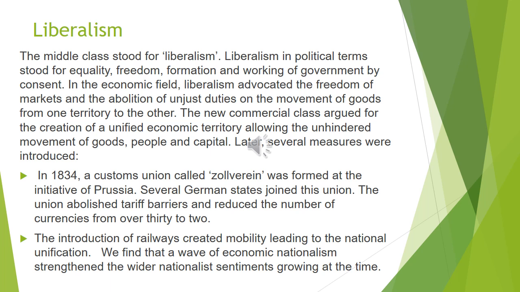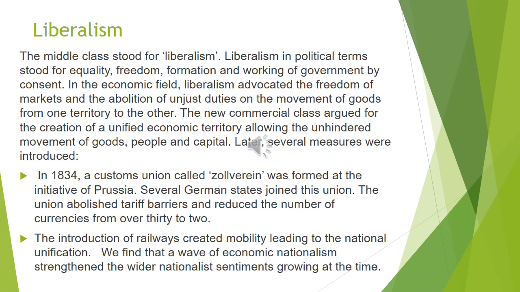The new commercial class argued for the creation of a unified economic territory, allowing the unhindered movement of goods, people, and capital. So the new commercial class, the trading class, they wanted that there should be a unified economic territory. We know that many of the states in Europe were divided into small kingdoms. Therefore, this class now wanted that there should be at least economic unification of these territories, which would lead to the unhindered movement of goods, people, and capital. So several measures were taken later on to achieve this end.